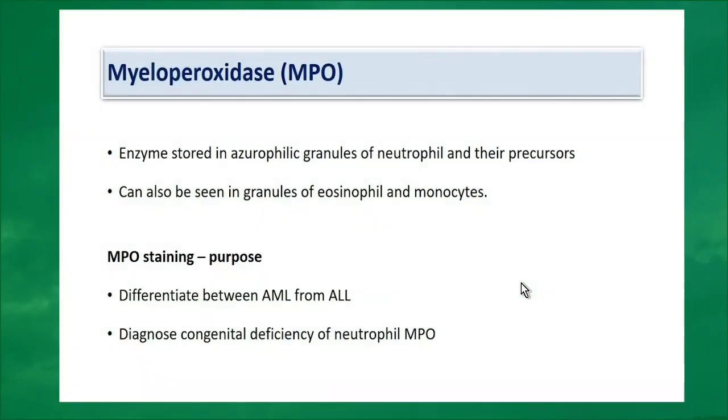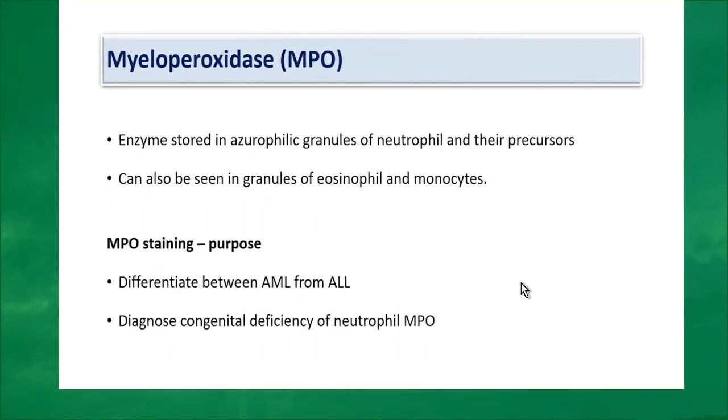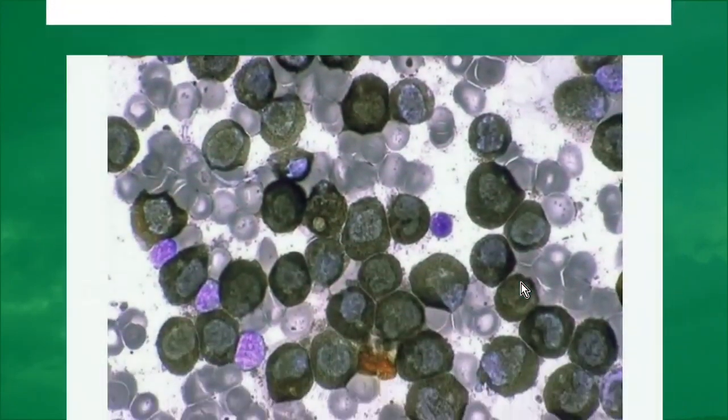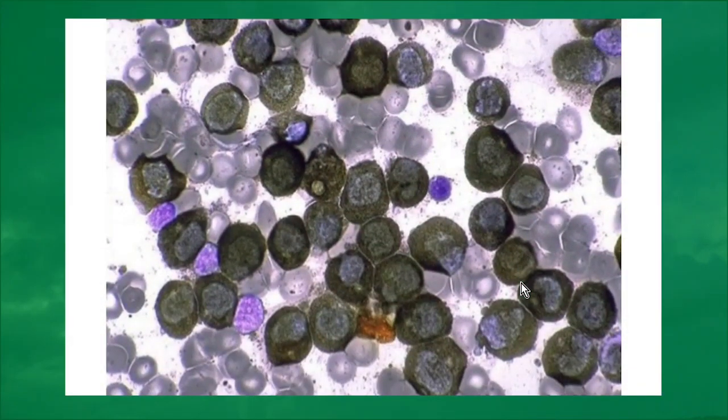Now, MPO is a stain which we all use in the lab. It's important because it helps us confirm it's an AML when the granules or Auer rods are not very prominent. This is how the MPO stain looks. These are all blasts. This is a nucleus. The cytoplasm has taken up myeloperoxidase, the black color.